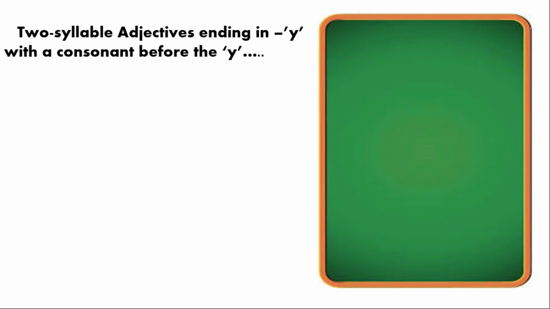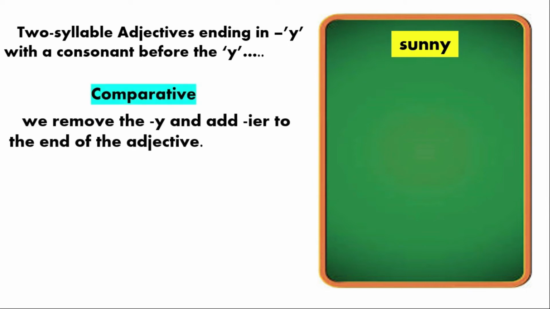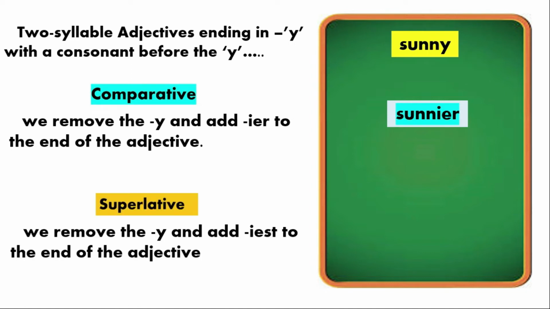For adjectives with two syllables and ending in y, with a consonant before the y, like sunny, in the comparative, we remove the y and replace it with IER, so it will be sunnier. And in the superlative, we remove the y and add IEST, because in the comparative, we added IER, but for the superlative, we add IEST to the end of the adjective, so it looks like this, sunniest. This is the sunniest day.